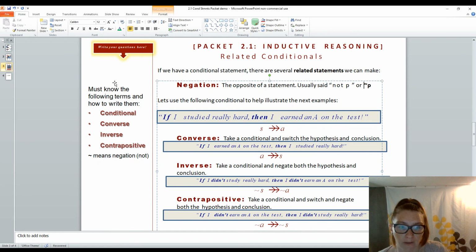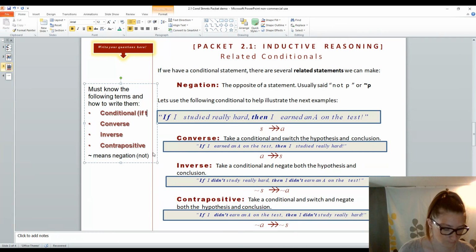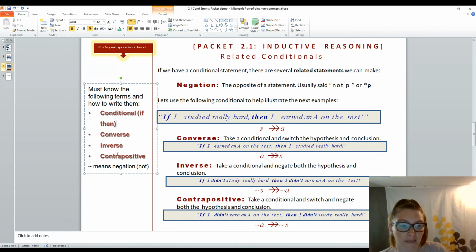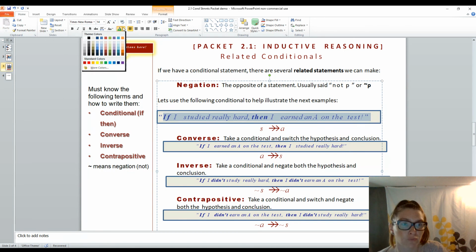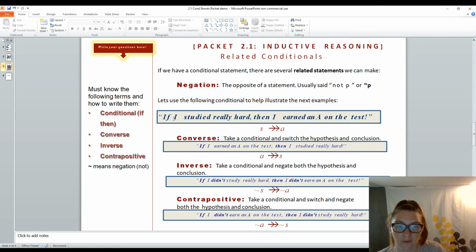So we have a couple things to talk about, and I actually put them on the side here. We have our conditional, that is our if-then. Then we have our converse, inverse, and contrapositive. These 3 words are important, and you're going to be able to identify how to take your if-then statement and turn it into certain ways to make those words happen. So what that looks like. The very first line here, and I'm going to highlight it, is our original if-then statement. Okay, so here it says, if I studied really hard, then I earned an A on the test. That is our if-then statement. That's our conditional. Now the letters down here, they use the letters to help summarize the if-then statement. S represents studied, and A for A on the test.